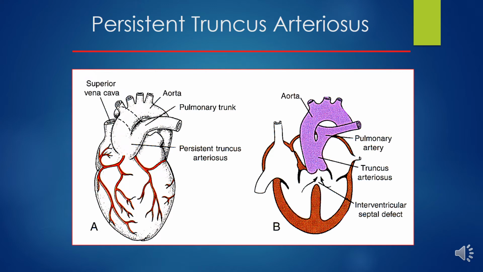The single truncal valve could be trileaflet, quadricuspid, or bicuspid. The leaflets are generally thickened and malformed, and valvular regurgitation is present. A VSD is almost always present and usually of large size and non-restrictive. Aortic arch anomalies are common and include the right arch, interrupted arch, or a hypoplastic arch.